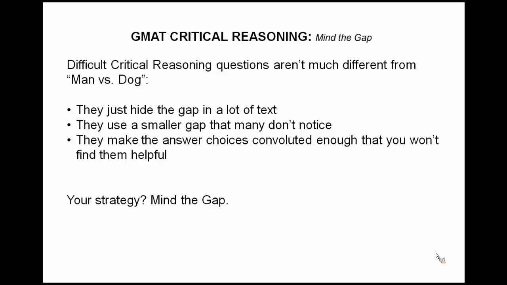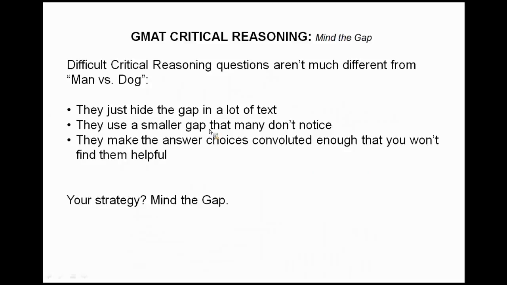And so let's take an interim summary, and then we'll do one more challenge problem on this. Difficult critical reasoning questions tend to have that same game that they're playing. Man versus dog. Premise doesn't say the same thing as the conclusion. They just hide it. They make dense, kind of convoluted subjects. They make really tricky answer choices that kind of make you reread them and have some negation and things in there. They use a smaller gap that you might not notice.